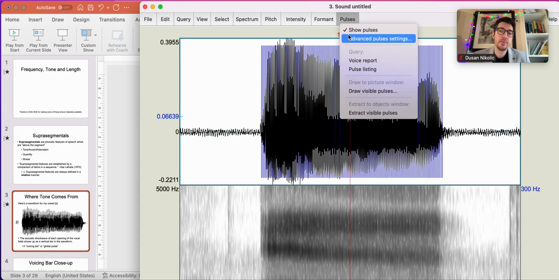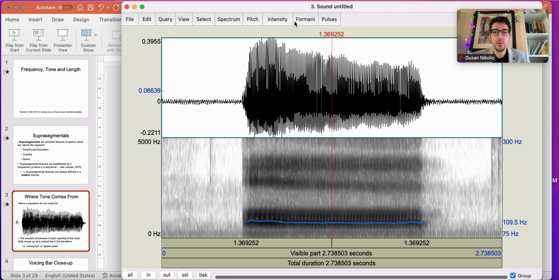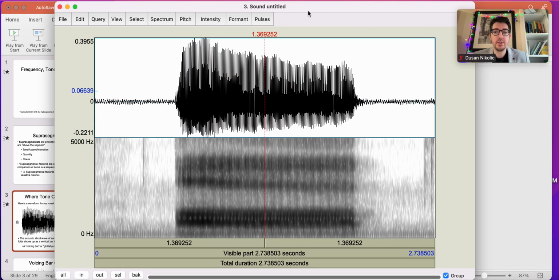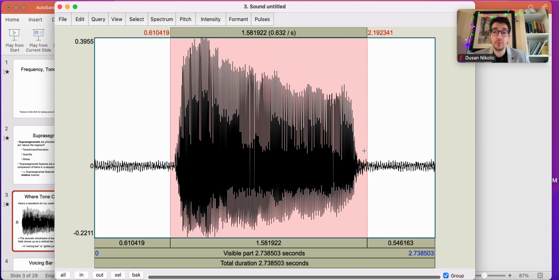Nice. So I want to show you this, right? Here I have two things, or let me remove this one. I can even remove the spectrum, right? I only want this one for now. So this is a waveform, and this is a waveform of me saying this.